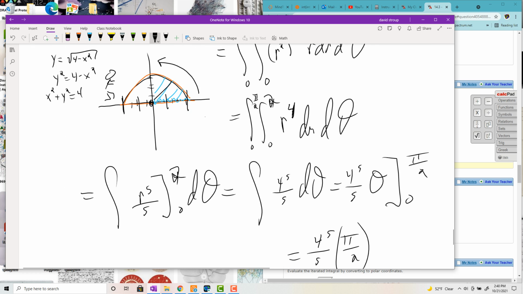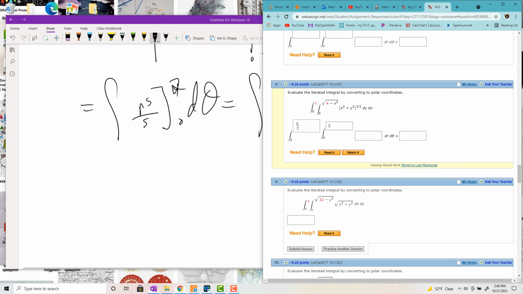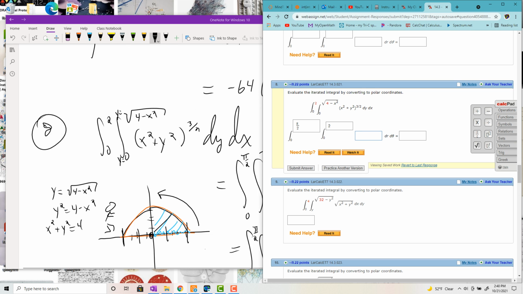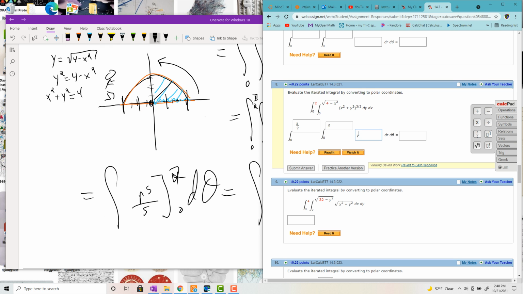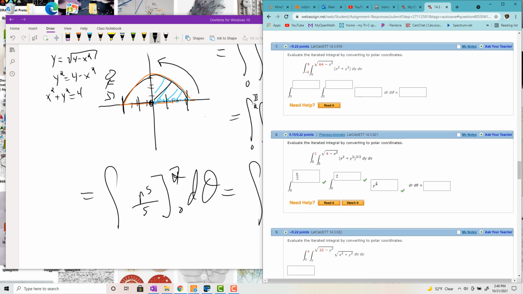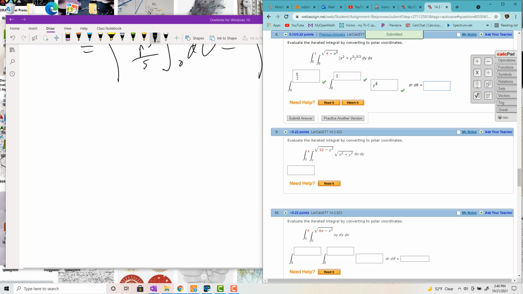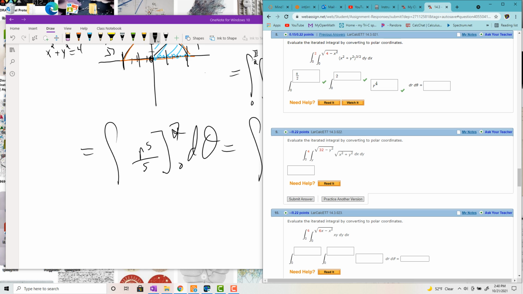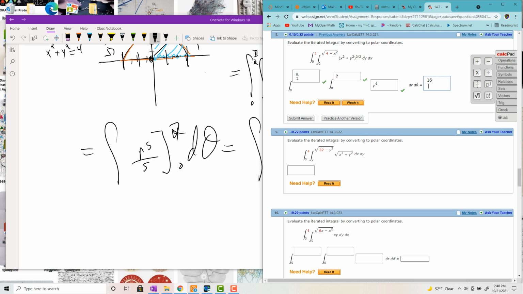This is 2. And then 2 to the 5th over 5, so it would be 2 to the 5th over 5 times pi over 2, which is 16 pi over 5. I apologize. Okay, so what the heck was this thing? It was r to the 4th, maybe. Let's see if that's right. And yay! And then put in your answer. So we were saying 16 fifths pi. 16 over 5 pi.